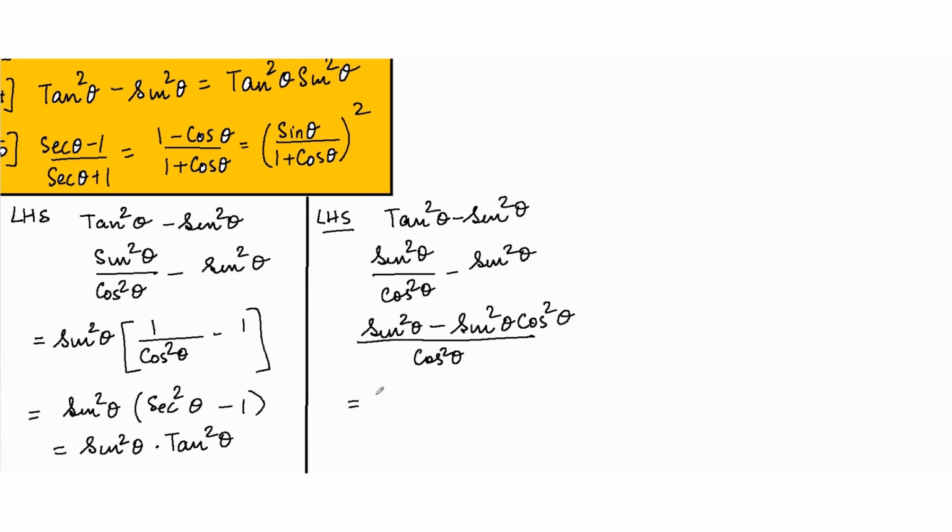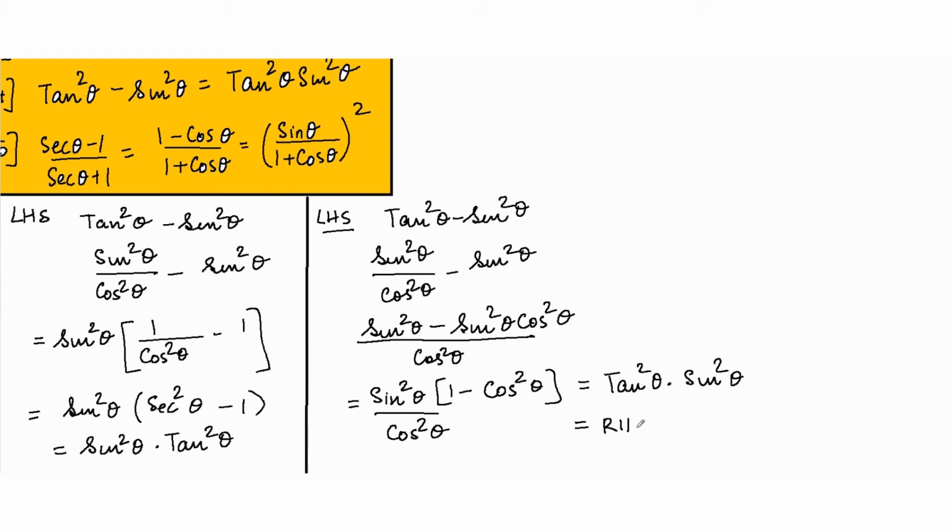What is common in the numerator? Sine square theta is common in the numerator. And I am left with 1 minus cos square theta divided by cos square theta. Now sine square theta by cos square theta is tan square theta. And 1 minus cos square theta is sine square theta, and therefore this is my RHS.